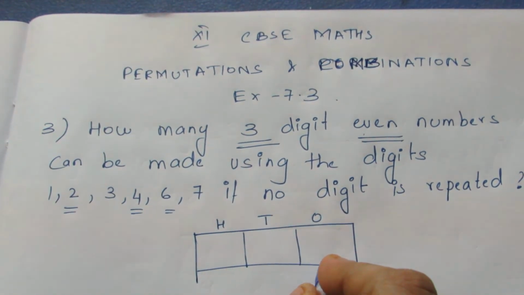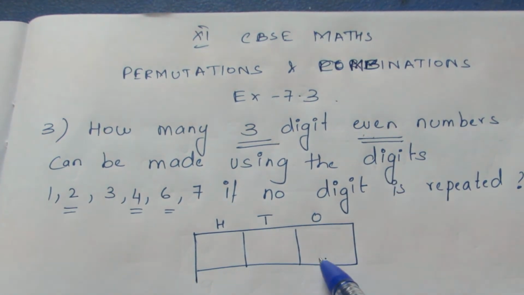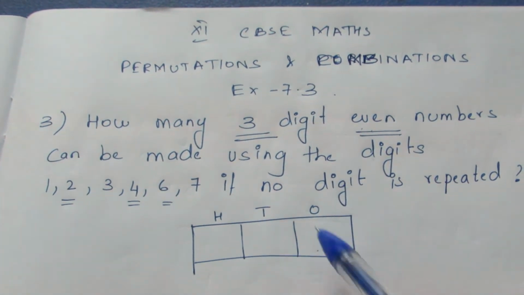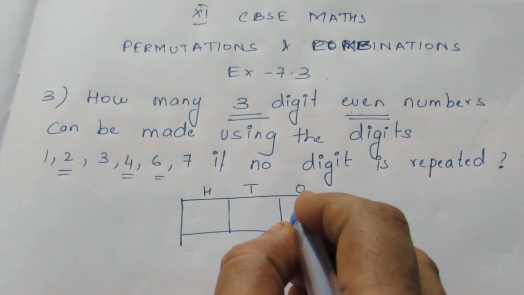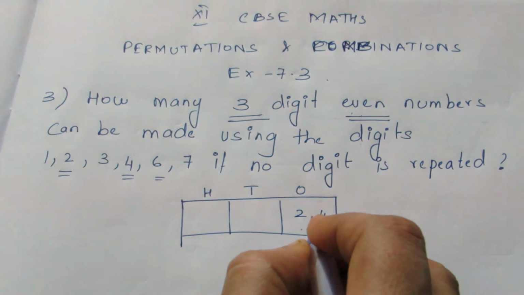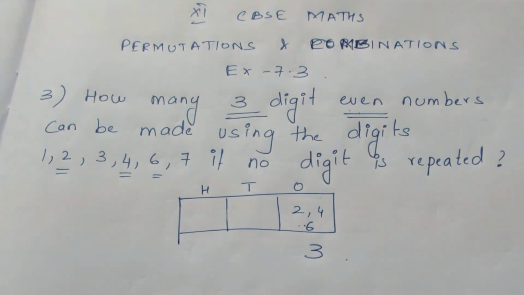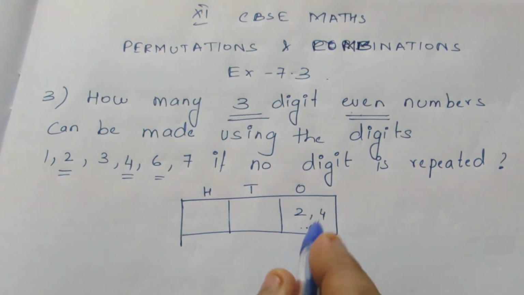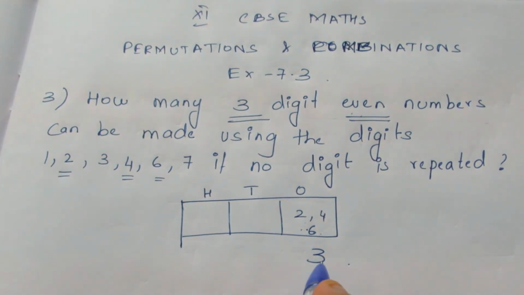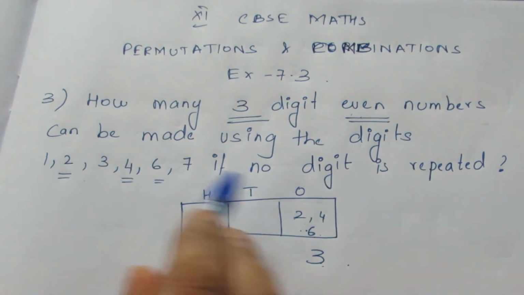Always write the condition first. Here the condition is the even number. So fill the even number condition. The ones place should be filled with an even number. For that we can write 2 here, 4 here or 6 here. So in 3 ways we can fill the even numbers. Now I can fill any number here. So it can be in 3 ways because there is a 2, a 4 and a 6.